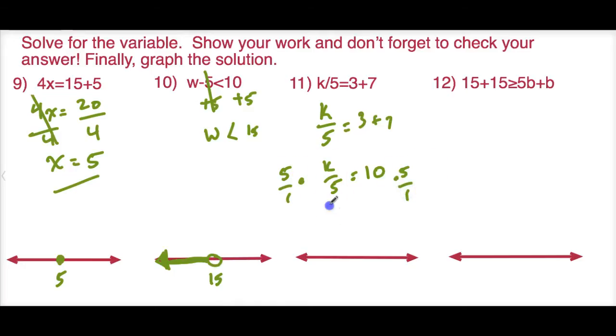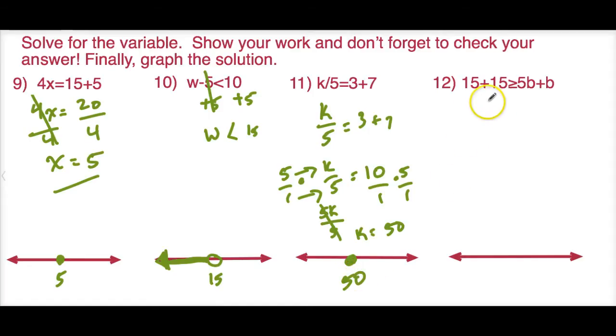And 5 times k, and I'm doing the whole thing, is 5k. 1 times 5 is 5. So that cancels that side out because 5 divided by 5 is just 1k. And then over here, I have 10 times 5 is 50. And 1 times 1 is 1, so it's just 50. So again, this is an equation. There's only one solution, so it's going to be a solid circle for one solution. It has nothing to do with negative and positive. It has to do with whether it's a solution or not. So 50 is our solution.